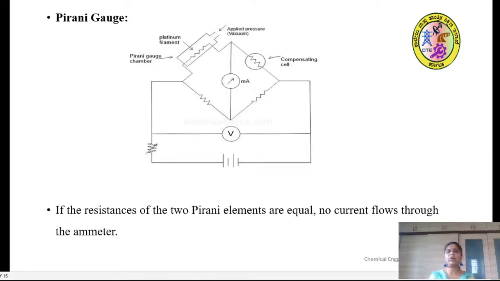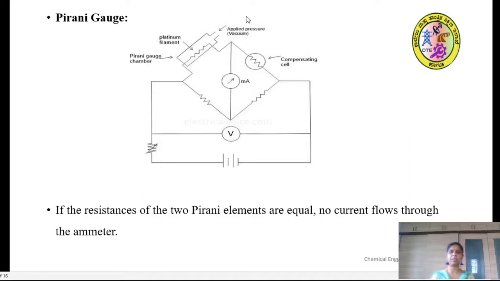Next, moving on to the Pirani gauge. I think you understand how exactly the McLeod gauge works. The Pirani gauge is also one of the instruments used for measuring very low pressures. You can observe here the voltage and the resistance, the rheostat, and the Pirani element, which is made of platinum.